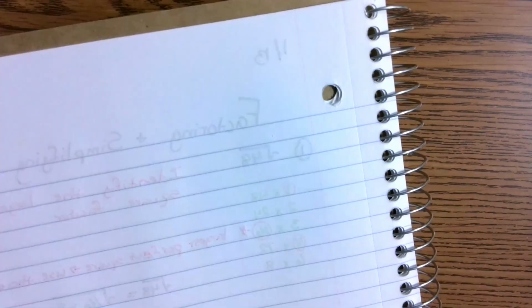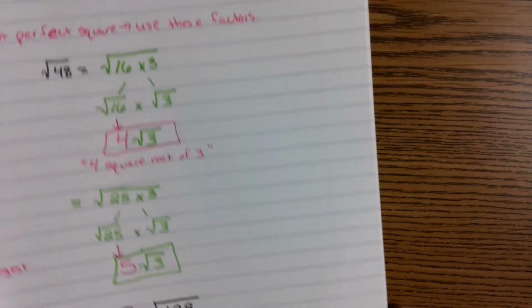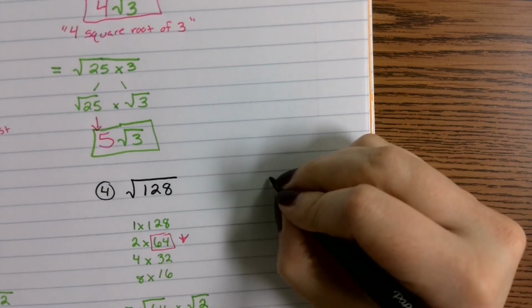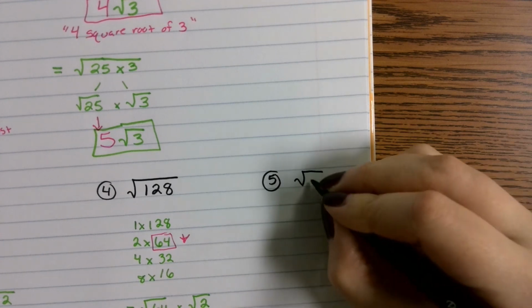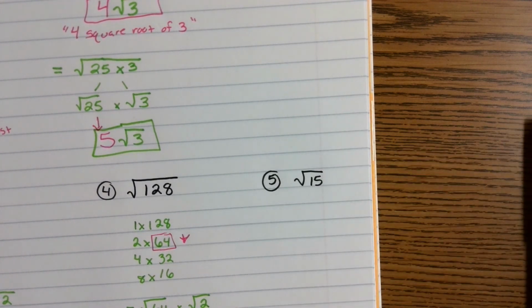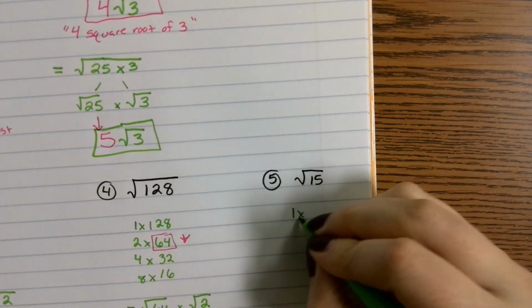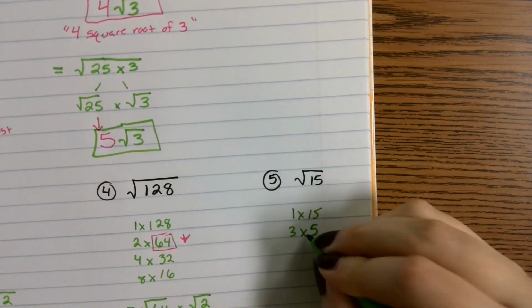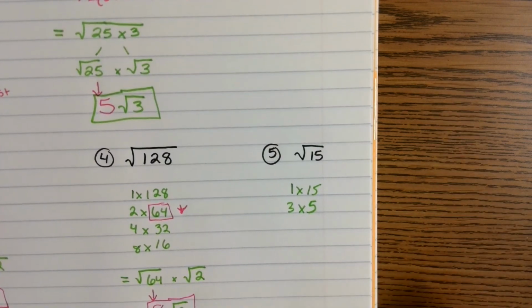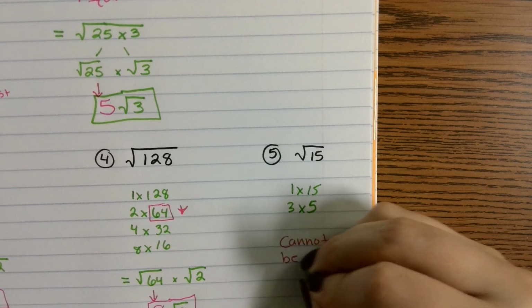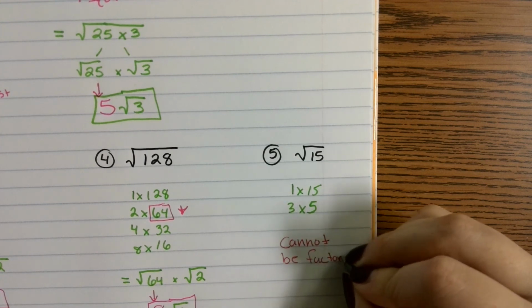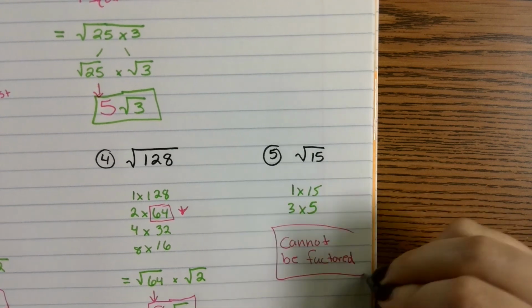Let me write that down real quick for you guys. You get a problem like, we'll even go further than that, like square root of 15. Square root of 15 does have factors. It's 1 times 15, and it's 3 times 5. But none of these happen to be perfect squares except for the 1. The 1 is the largest perfect square. So in a situation like this, it just cannot be factored. And that's your final answer.